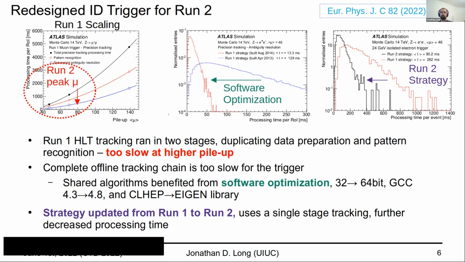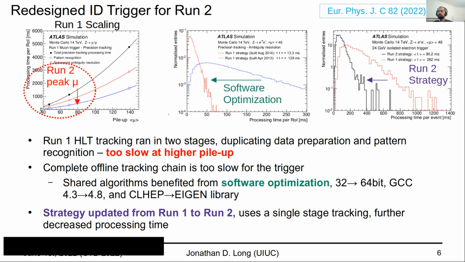Now, the offline tracking itself as a whole is too slow to run in the trigger, but there are shared algorithms, and so the trigger benefits from things like software optimization, moving to 64-bit processing, new compilers, new libraries, etc. And so in the middle here, you can see the improvement in processing time per region of interest with all of these optimizations greatly reducing the tail in the processing time compared to before. And finally was updating that strategy from Run1 to run tracking in a single pass. So we're not duplicating that time in doing the pattern recognition, for example.